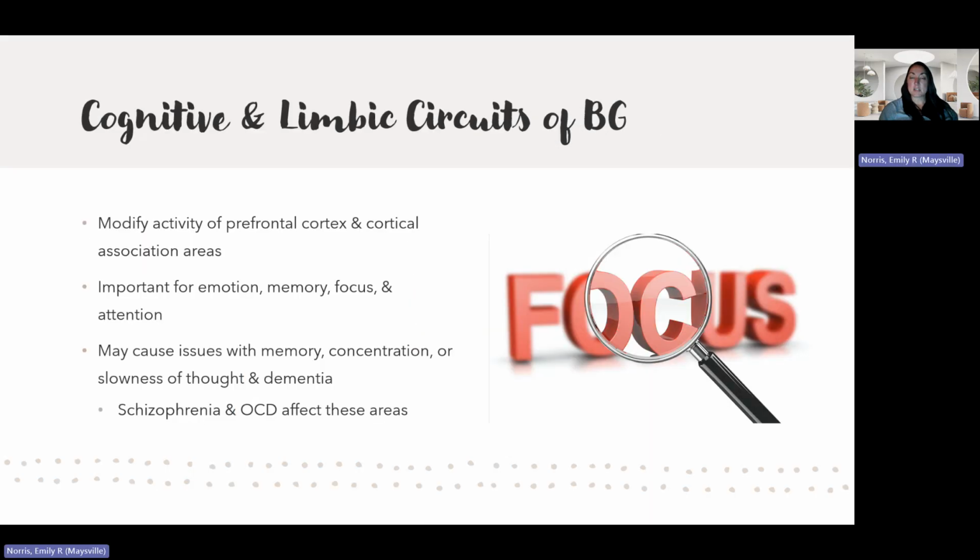The cognitive and limbic circuits of the basal ganglia modify your activity of the prefrontal cortex and the cortical association areas. They're important for emotions, memory, focus, and attention, and they may cause issues with memory, concentration, slowness of thought, and or dementia. Schizophrenia and OCD also affect these areas, the cognitive and limbic circuits of the basal ganglia.